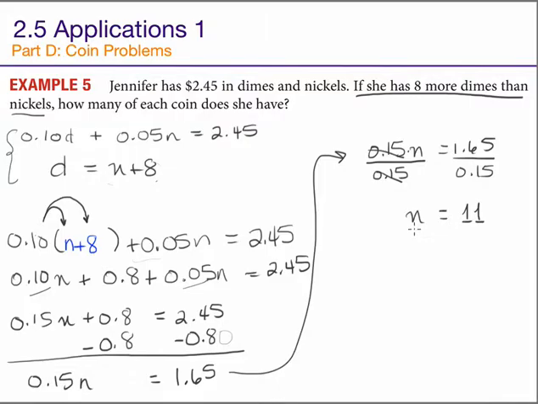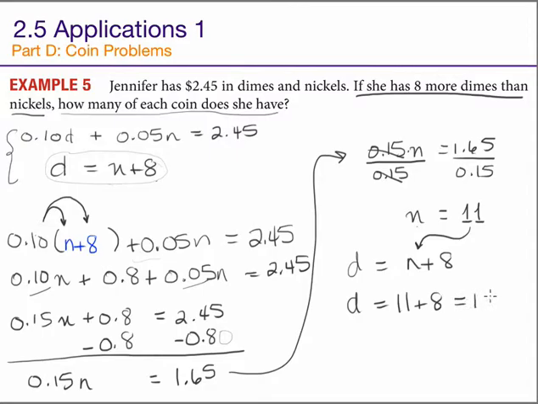Since n represents the number of nickels, I now know how many nickels she has. But I'm asked how many of each coin she has. So now I have to figure out how many dimes she has. The thing is, I know that the number of dimes she has is 8 more than the number of nickels. So rewriting this expression and replacing n with 11 gives me D equals 11 plus 8, which is 19. So she has 11 nickels and 19 dimes.